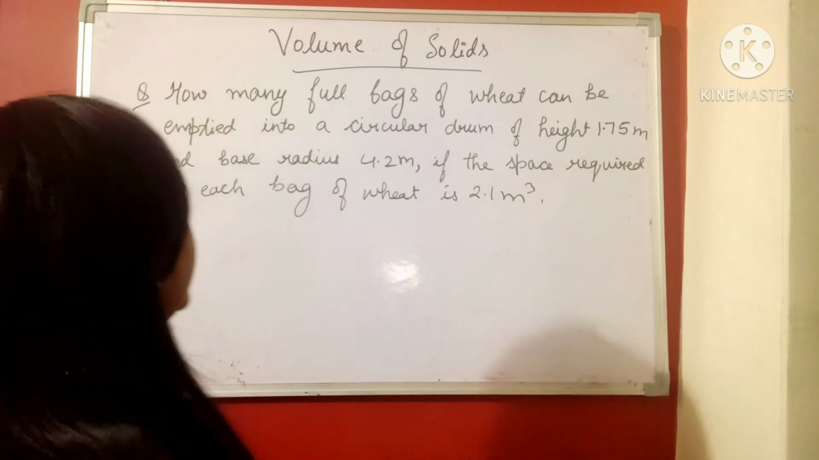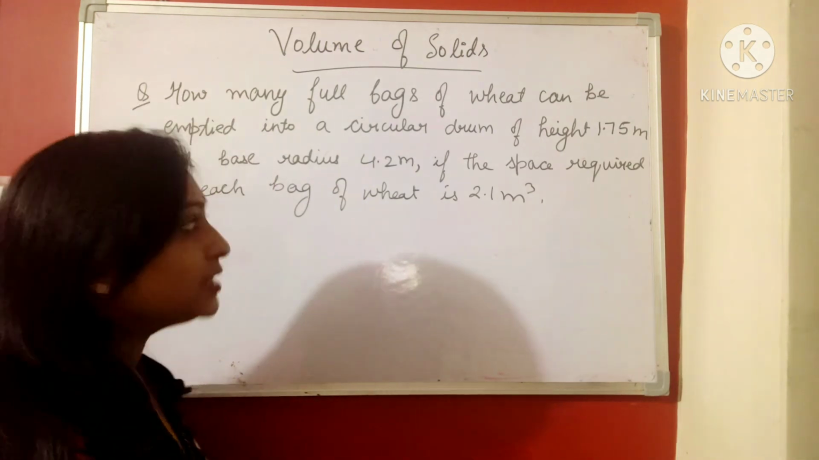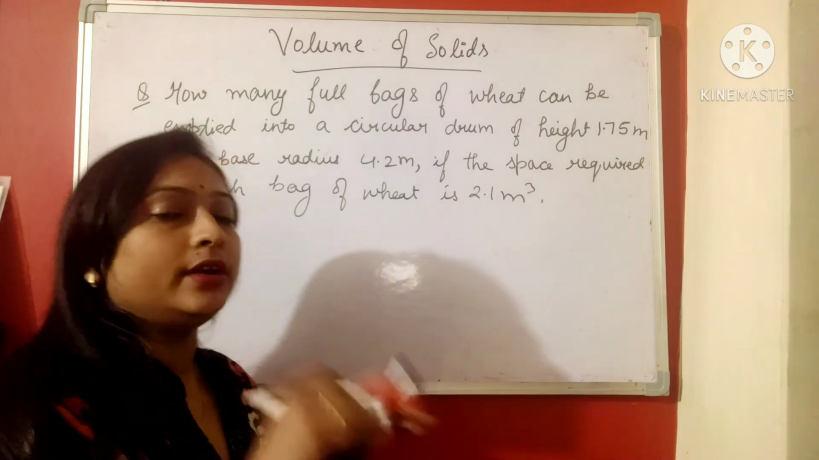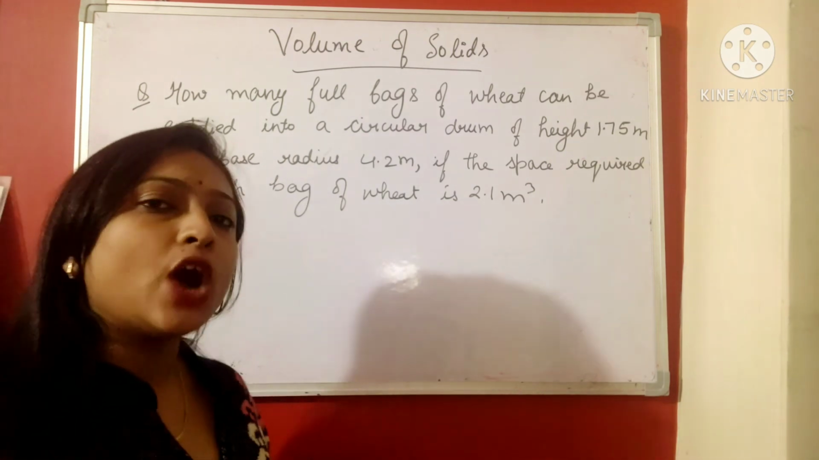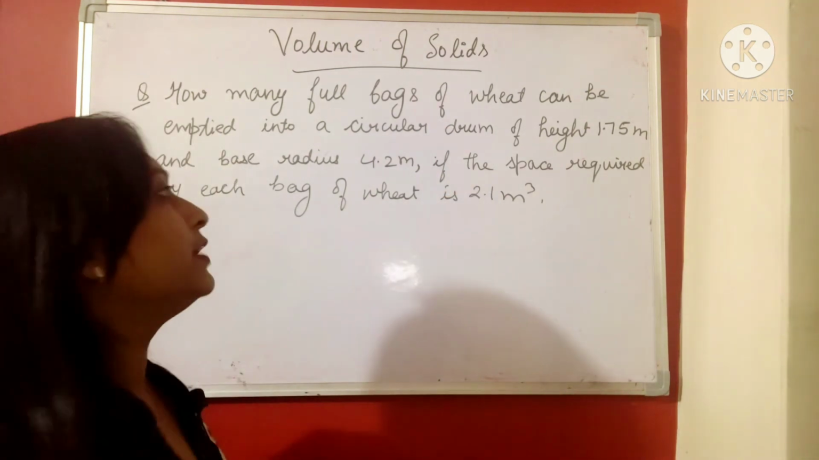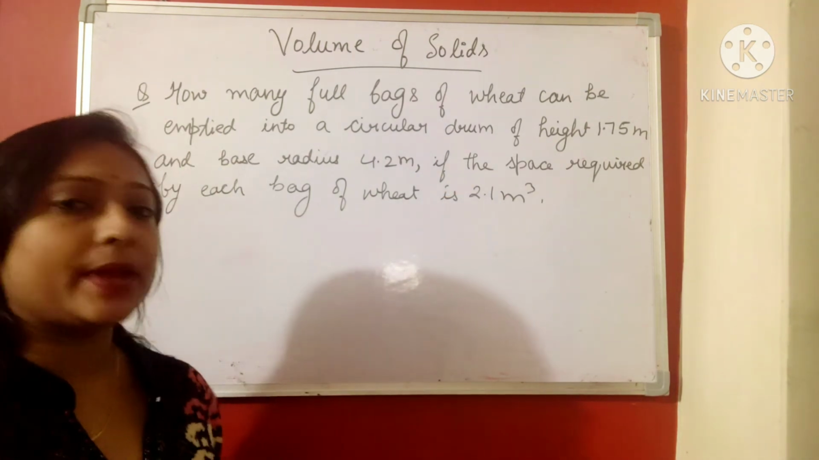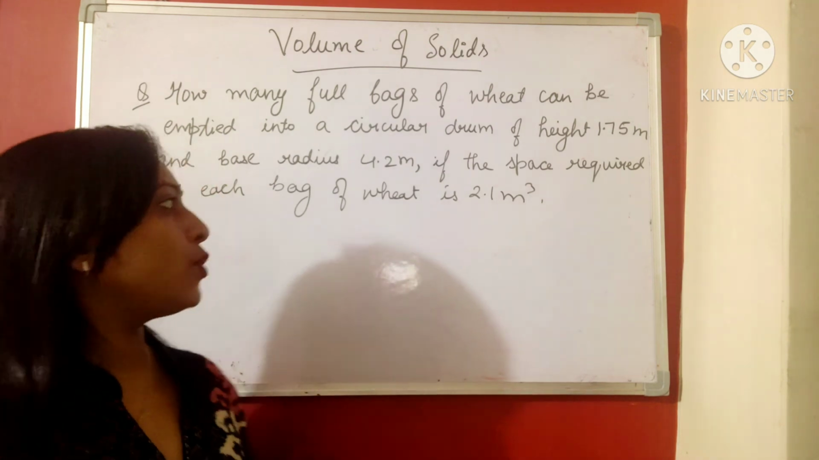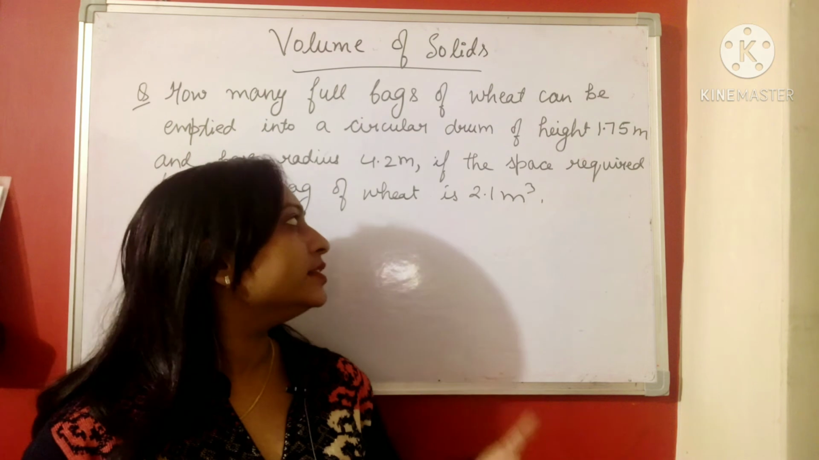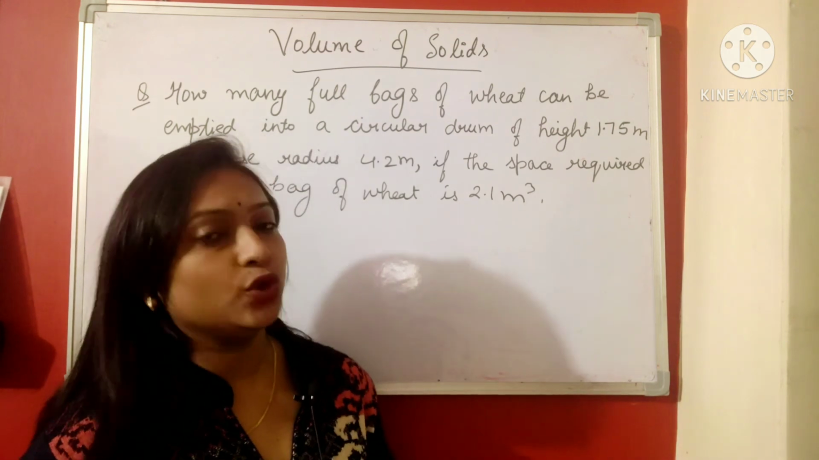In this question, it is said how many full bags of wheat can be emptied into a circular drum, right? One drum is there. How many bags can we pour into that drum of height 1.75 meter and the base radius 4.2 meter, if the space required by each bag is 2.1 meter cube, right?